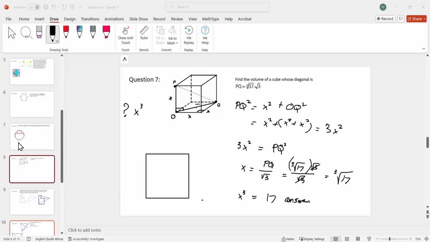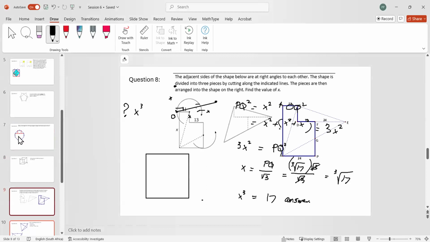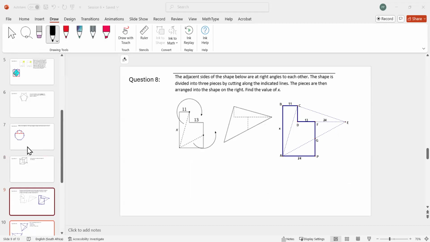Okay, so the next problem is, they say here the adjacent sides of the shape below are right angles to each other. So you got this shape here, a kind of, you can cut out a cardboard shape like this, and then this part here is cut out. The triangle is cut out, and this triangle is cut out.